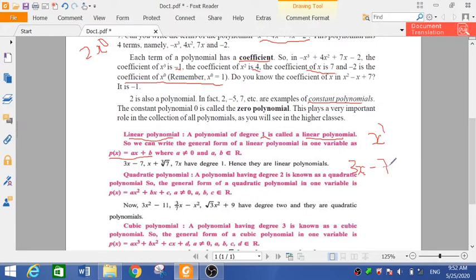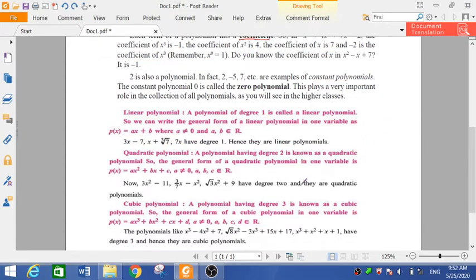3x minus 7 is one type of polynomial, but it is a linear polynomial. Why? Because the power is 1. So a polynomial whose degree is 1 is called a linear polynomial. These are the examples. Now if the power is 2, then what can we say?